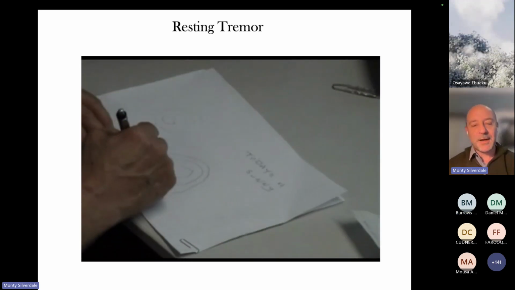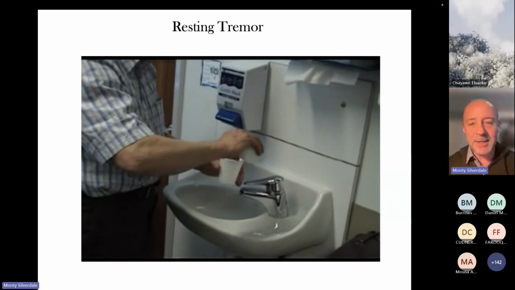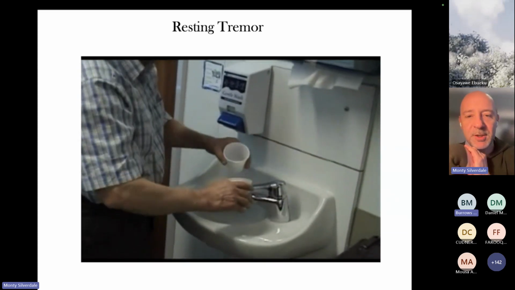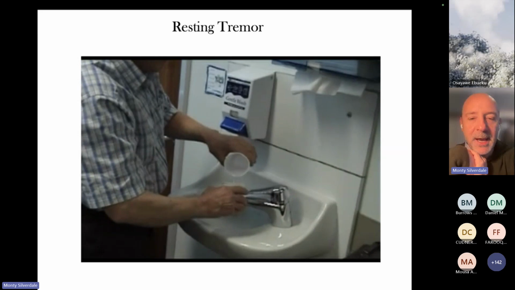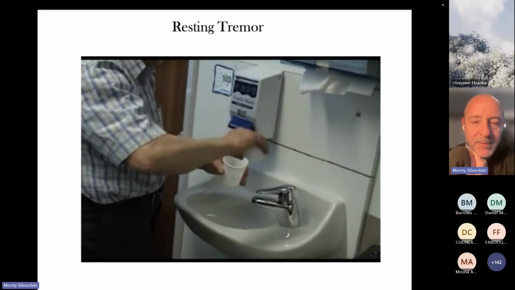Also, when we get them to do actions, it's important to do rest, posture, and action. Actions such as writing, actions such as pouring water between cups. We don't get any tremor. So it's purely a resting tremor.